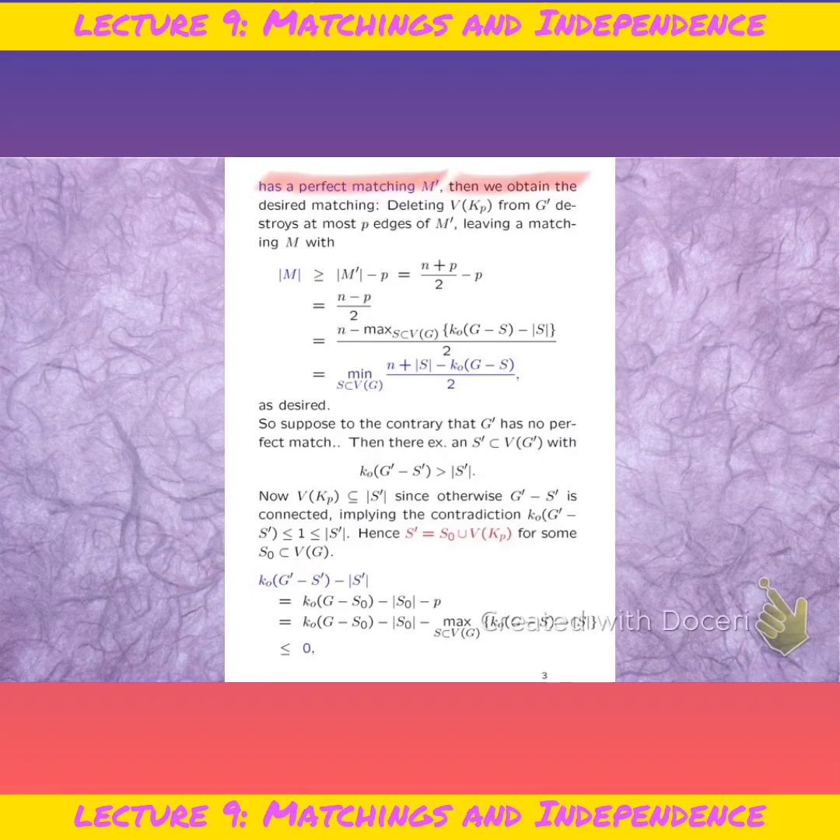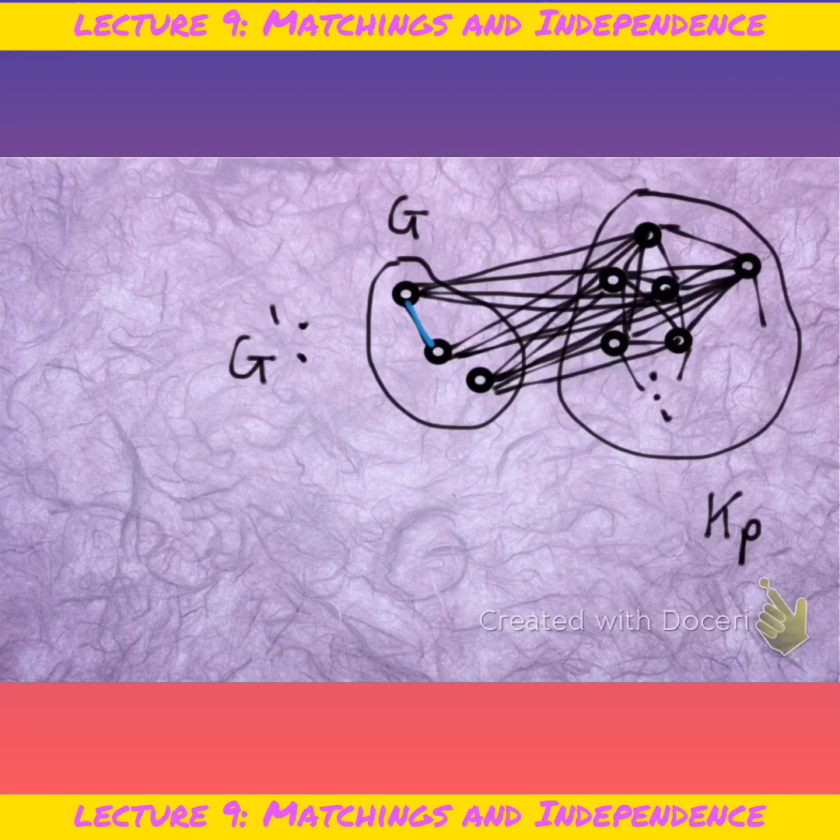If I can show that G prime has a perfect matching M prime, then we can find the matching of the desired cardinality. Now what's going to happen is if we delete the vertices of K_P from G prime, we're going to destroy at most P edges of the matching M prime. And I'll explain why that's the case. Back to the sketch, you've got this matching M prime.